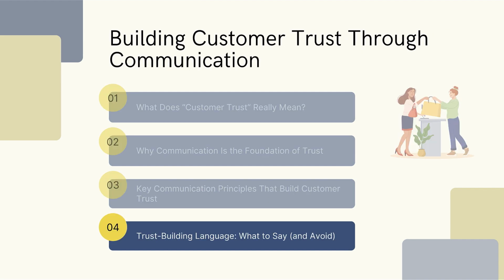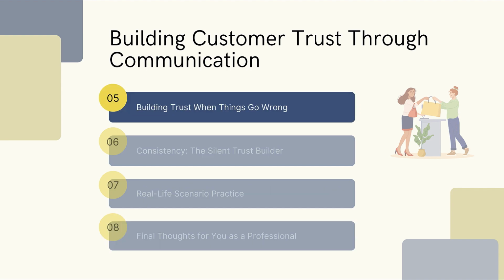Trust-building language: what to say and avoid. Use trust-building phrases. Let me be honest with you. Here's what I can do for you. I will take responsibility for this. Thank you for your patience. I appreciate you bringing this to our attention. Avoid trust-damaging language. That's not my problem. You should have known. This is company policy. Nothing I can do. Calm down. Your tone matters as much as your words.